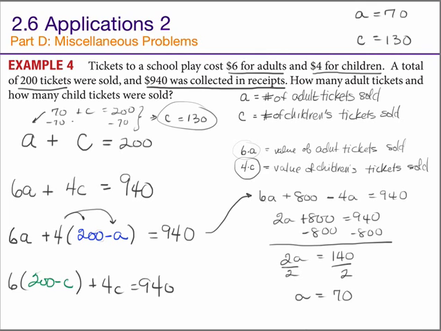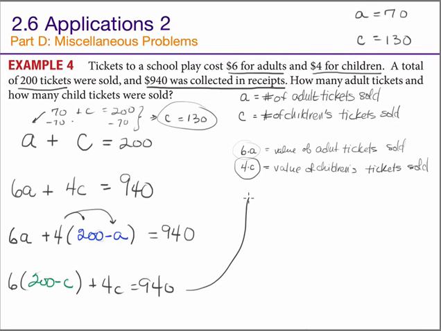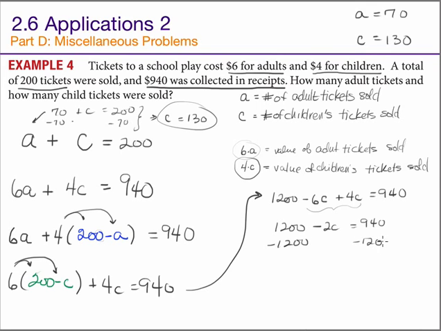Let's see if it works the other way as well. Solving this problem instead, I get 6 times 200 minus 6 times C plus 4C equals 940. Combining like terms, I get 1200 minus 2C equals 940. Subtracting 1200 from both sides gives me negative 2C equals negative 260.